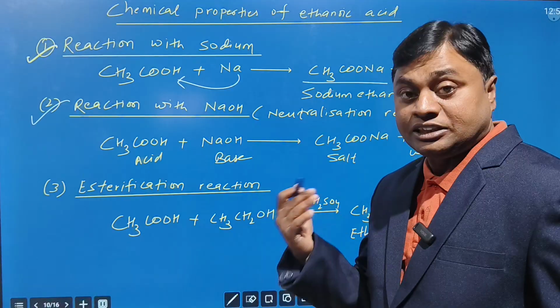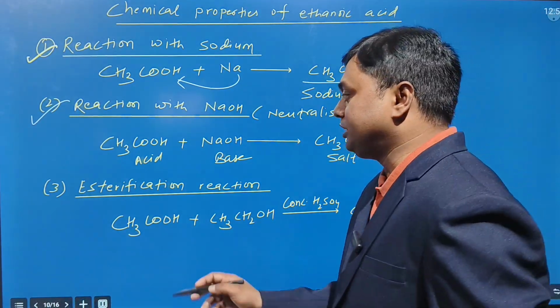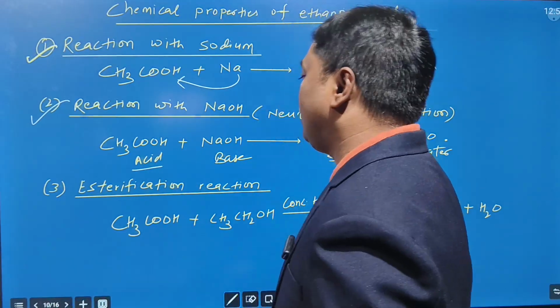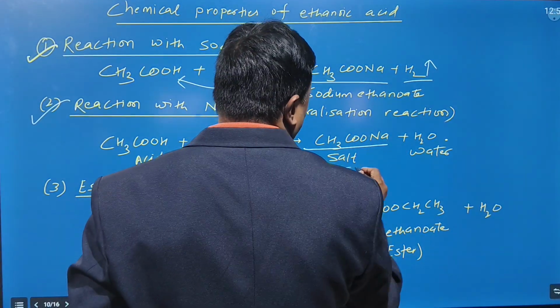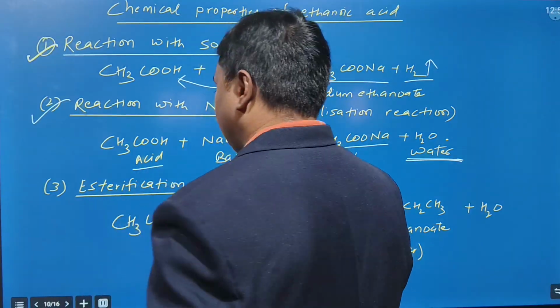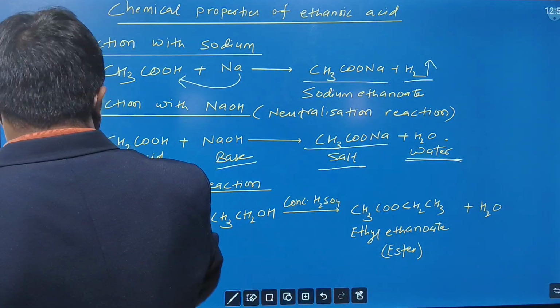Reaction with NaOH. As you know, when an acid reacts with a base, it gives you salt plus water. That is a neutralization reaction. Same. The ethanoic acid CH3COOH reacts with the base NaOH and gives you what? CH3COONa, that is salt, plus H2O, water is formed. This reaction is very important, an expected question for the board exam.